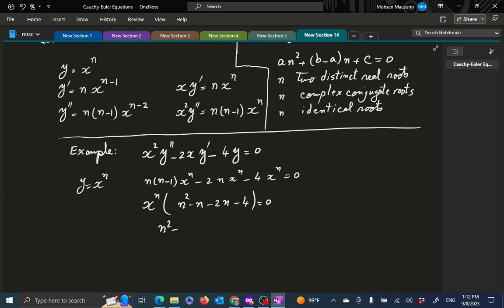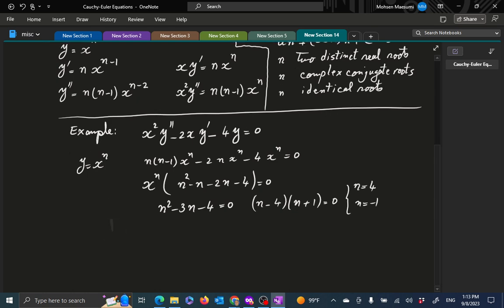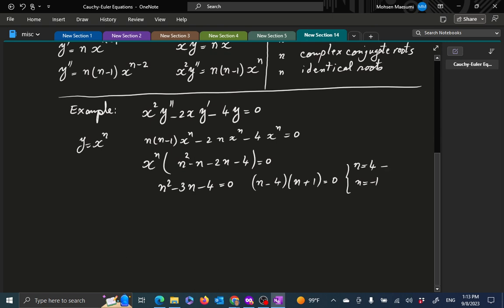So the way this is going to work is, in case we have n squared minus 3n minus 4 equal to zero, everything's going to work out for me. I'll factor this, n minus 4 times n plus 1. So n is equal to 4 and n is equal to minus 1. That tells me that the solutions x to the power of 4 and x to the power of minus 1 are acceptable.